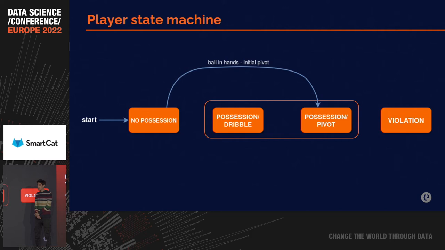Once the player catches the ball, we move to the initial pivot state, and there are a few important things happening in that state. We need to detect which foot is the pivot foot. So how do we do that? I mean, we know that a player has two feet, so there is a 50-50 chance to be accurate, and we don't have to be 100% sure in any of the outcomes. We just need to be more sure in some of those outcomes.